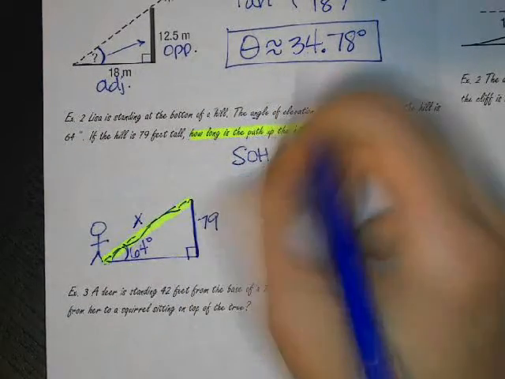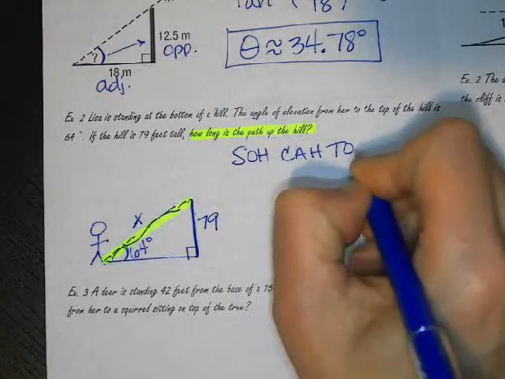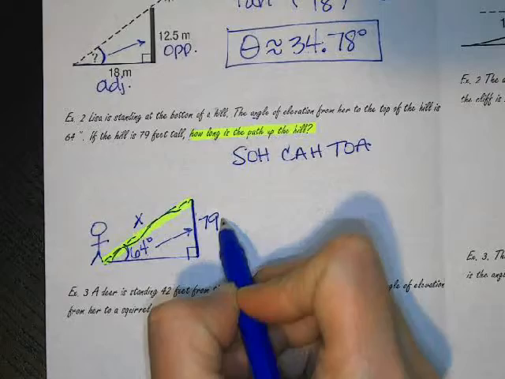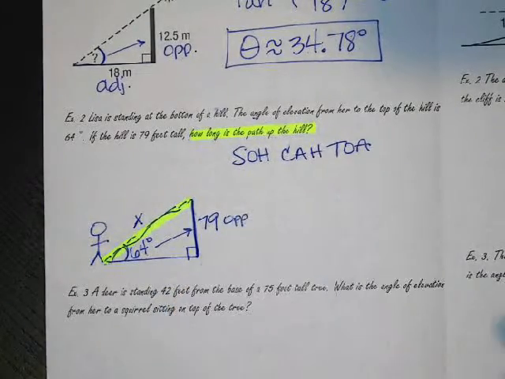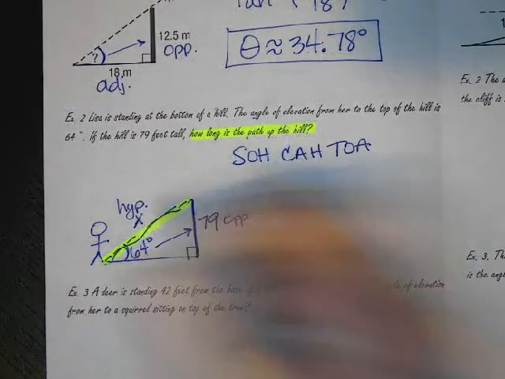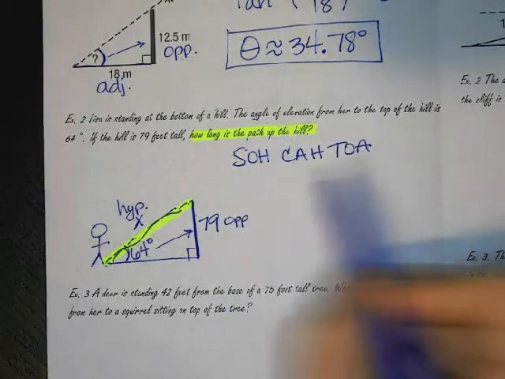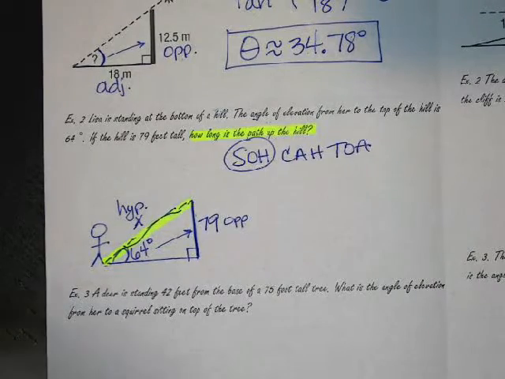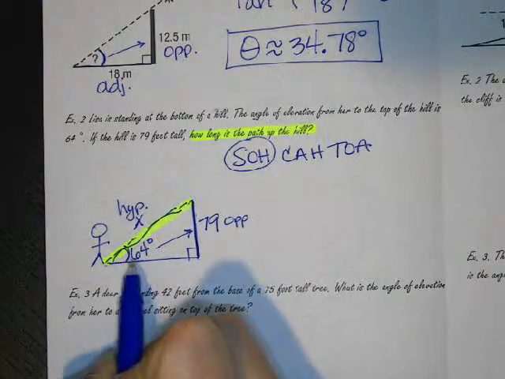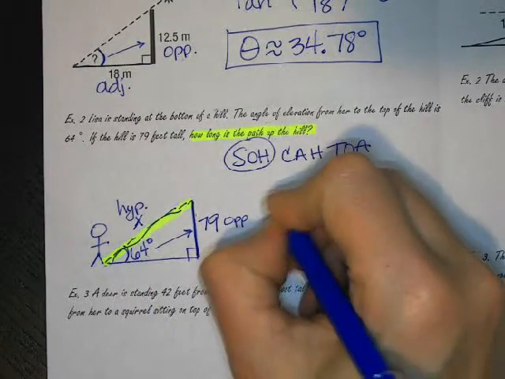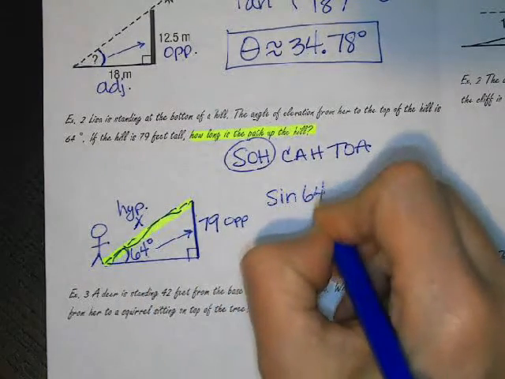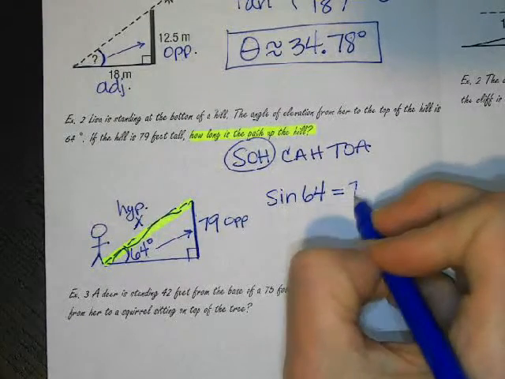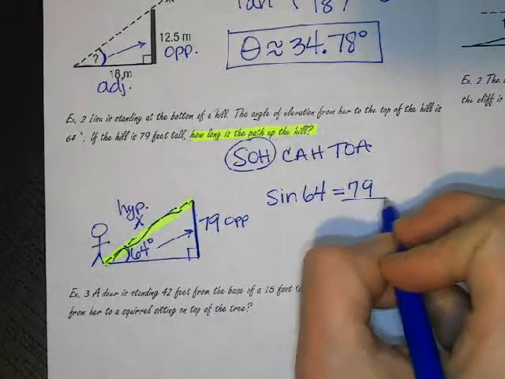So we've got SOHCAHTOA. All right, let's look and see what we have. 64 degrees, this is going to be opposite, and this is going to be hypotenuse. So we have opposite and hypotenuse, so which one of the three are we going to use? We're going to use sine. So remember, this is not sine inverse because they gave us the measure of the angle. So this is sine of 64 degrees equals, and then we're going to make our fraction. Opposite is 79, and hypotenuse is x.